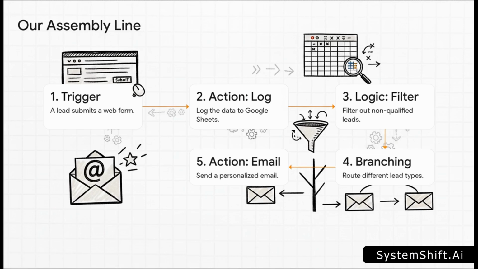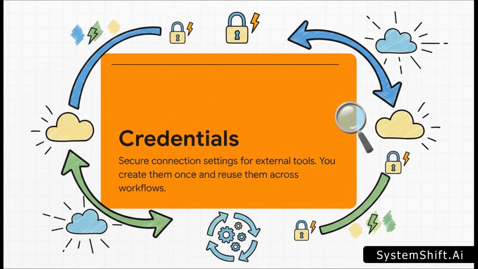Next, we use some logic to filter out anyone who isn't a good fit. Then we use branching to send different folks down different paths. And it all finishes with that final action, sending out that perfectly personalized email. Now, to connect to things like Google, we have to use what are called credentials. Don't let the name scare you. It's basically just the secure key to your other apps. And the best part is, you only have to set it up once. After that, you can reuse that secure connection in any workflow you build. It's super safe and a huge time saver.